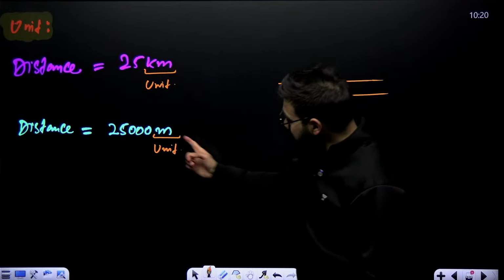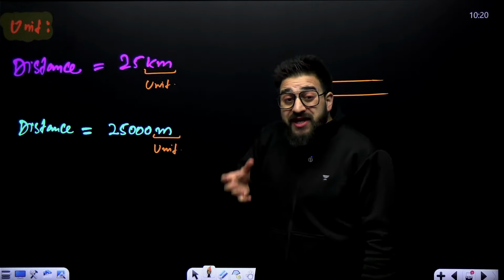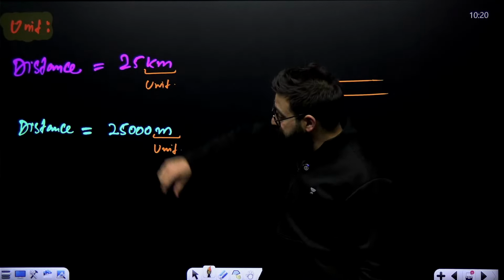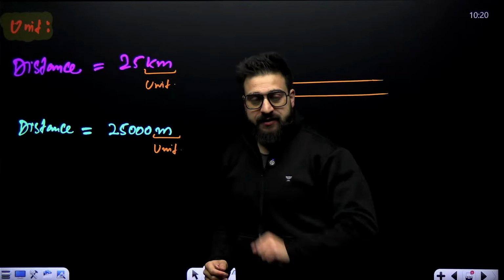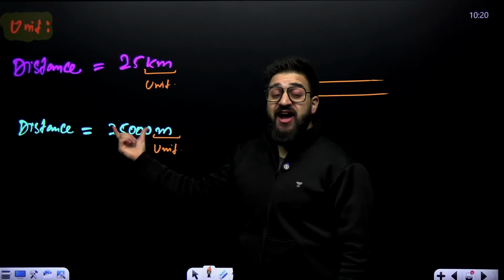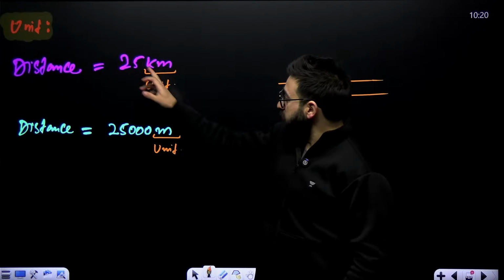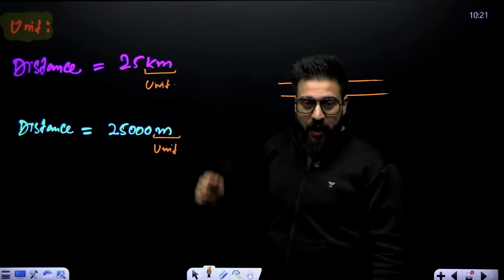Now my dear friends, 25,000 gives you the idea of how much bigger it is compared to 1 meter. How much bigger is it? 25,000 times 1 meter. It is 25 times 1 kilometer.